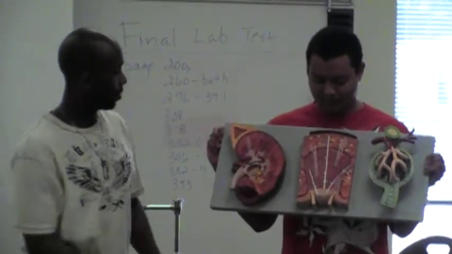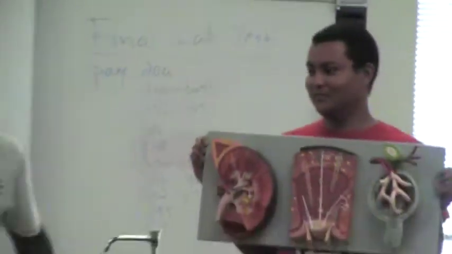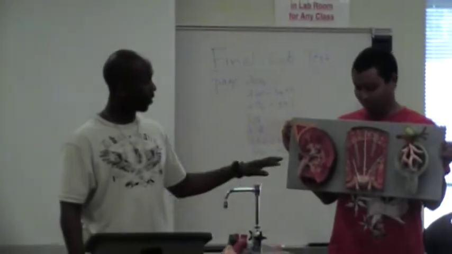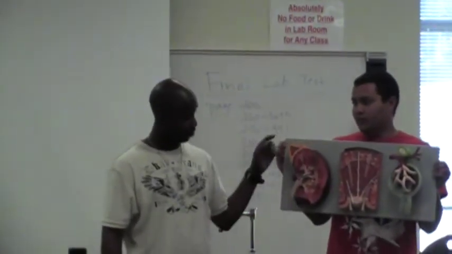Then you got your glomerulus. You see the yellow parts right here. But anyway, the blood enters the kidney through the renal artery, which will travel through, then branch off into what you call the afferent arteriole. And each afferent arteriole leads to a network of capillaries called the glomerulus.